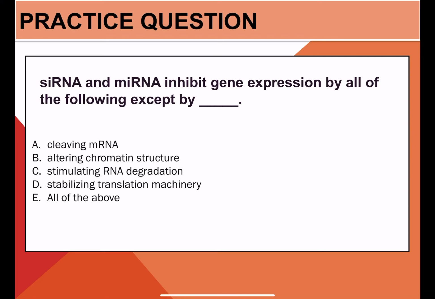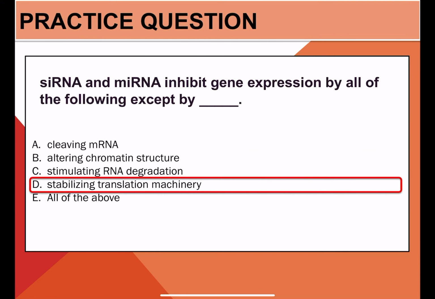So siRNA and microRNA inhibit gene expression by all of the following except by stabilizing translation machinery. It does none of that. If it stabilized translation, then it's not doing what it's supposed to do. siRNA and microRNA stop translation from happening, destabilize the translational structure, or chew up that mRNA molecule, either way, or even inhibit transcription with the RITS complex that we talked about. But it does not stabilize translation machinery.